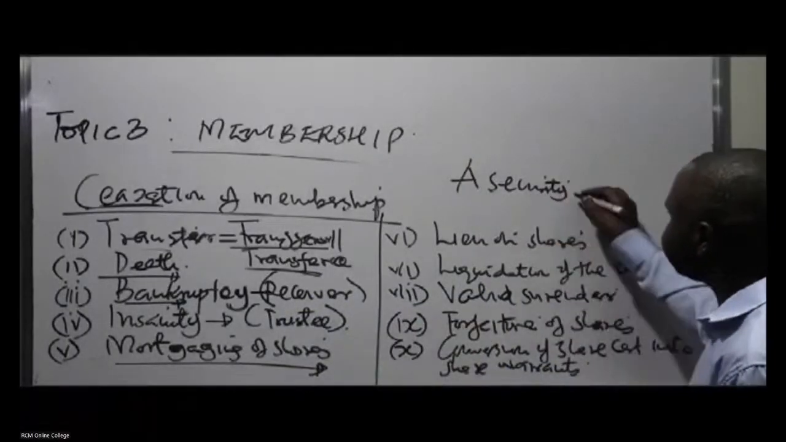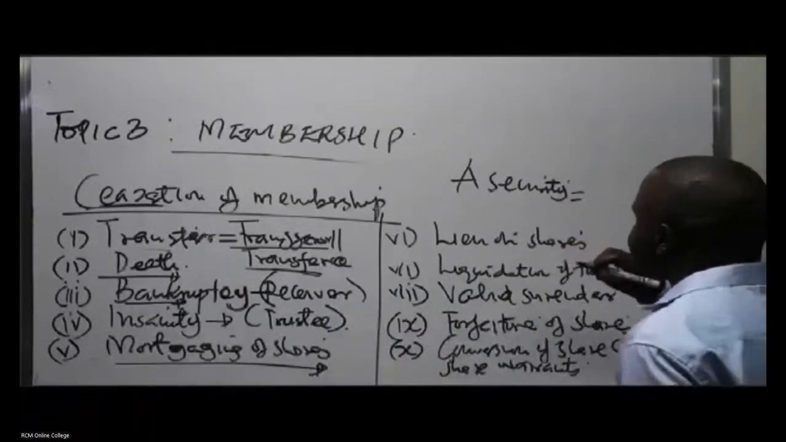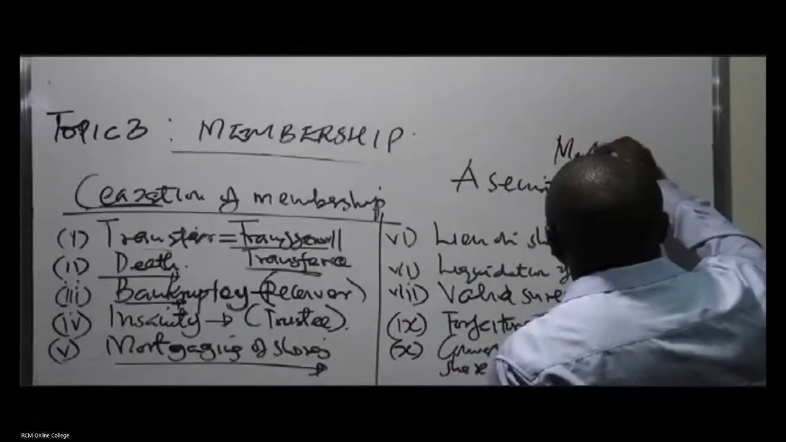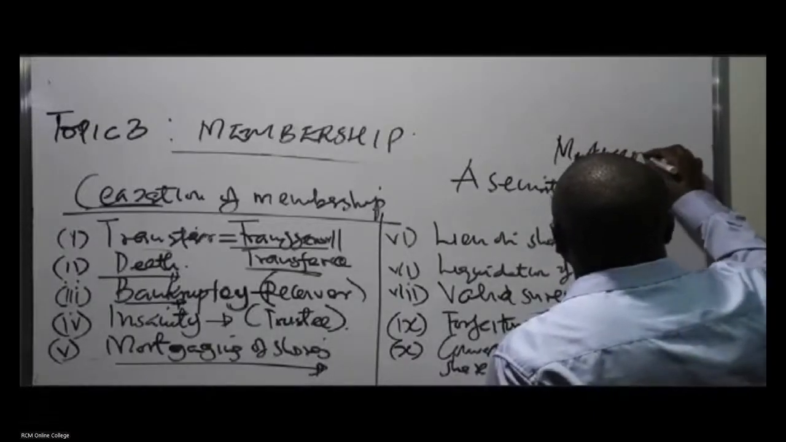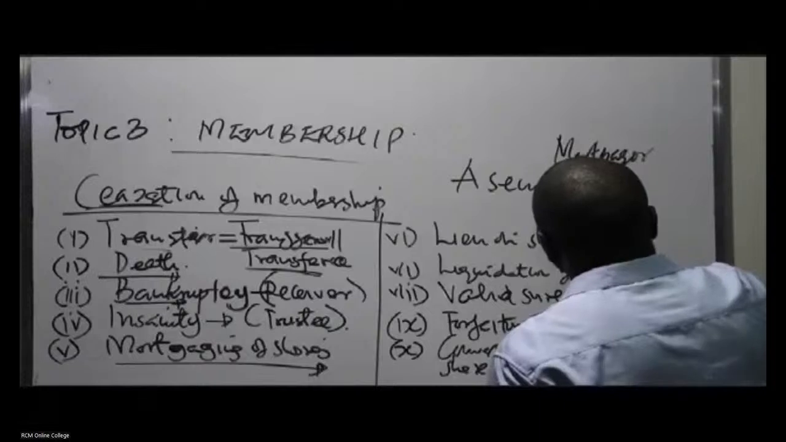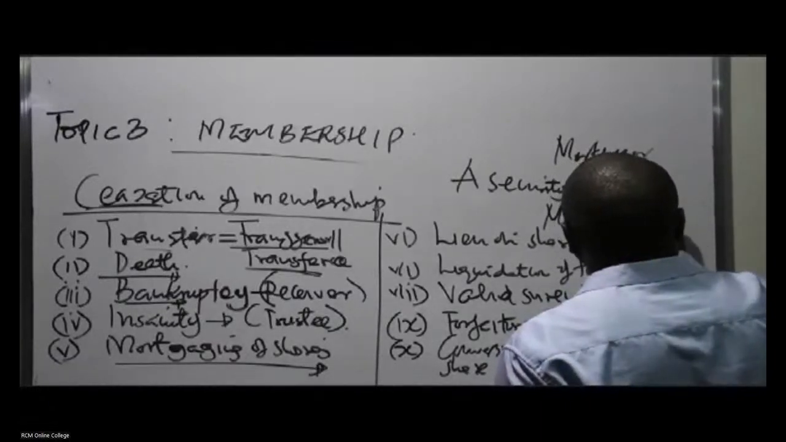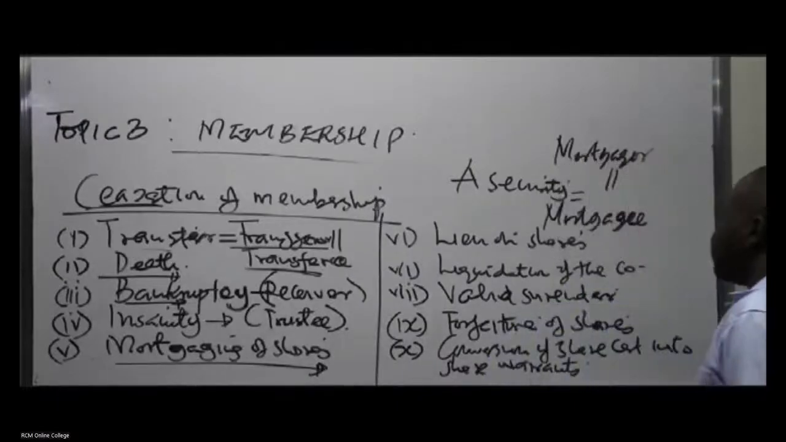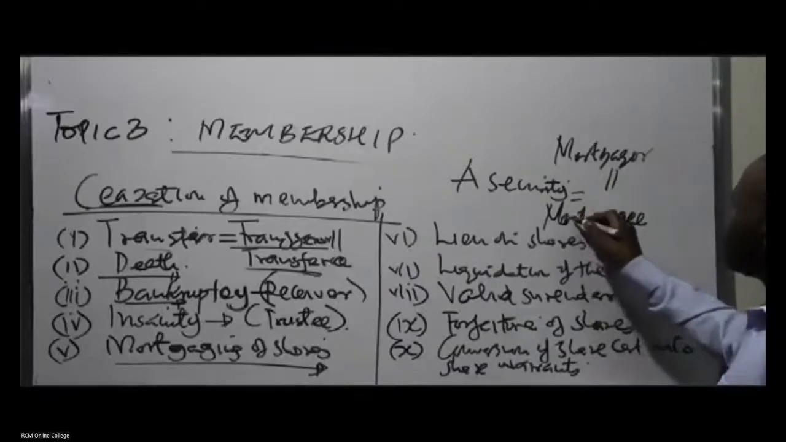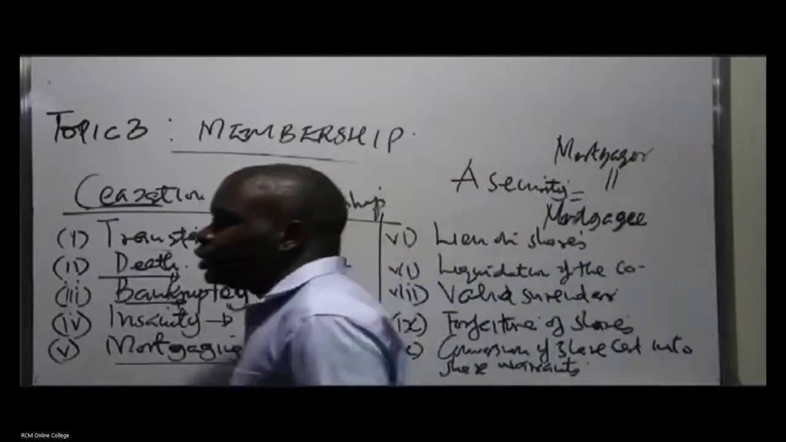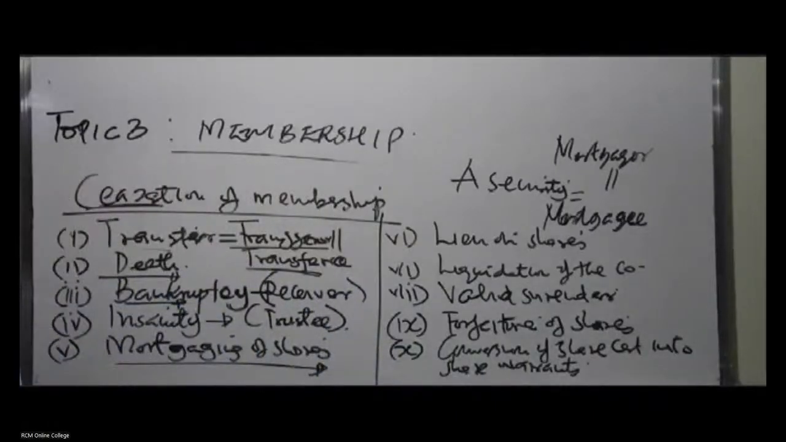So there are two parties under mortgaging of shares. It is an agreement or contract where we have the mortgagor and the mortgagee. Among the two parties, who is the lender? Who can tell us who is the lender among the two parties, between the mortgagor and the mortgagee?